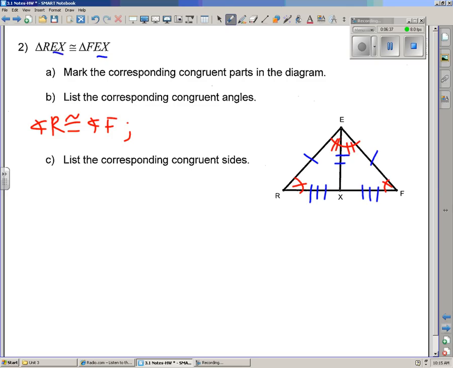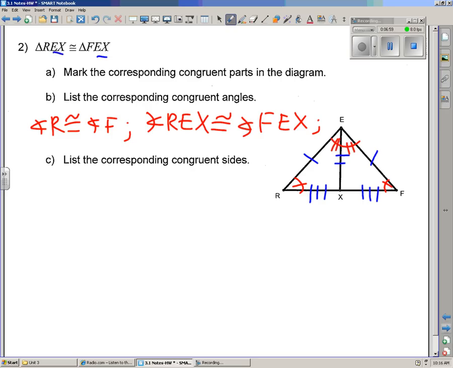Well, there's three different angles at E. There's the big angle REF, and then there's the smaller angles REX and FEX. So these have to have three letters. So the angle E on the left would be angle REX. It's congruent to the angle E on the right, which is going to be angle FEX. Again, the letters have to match.